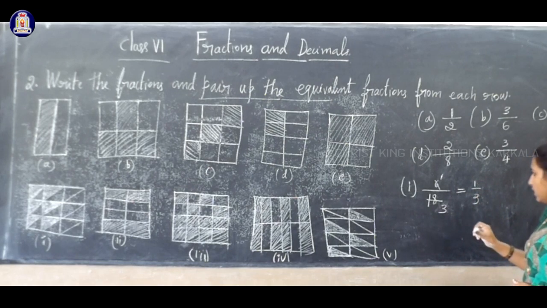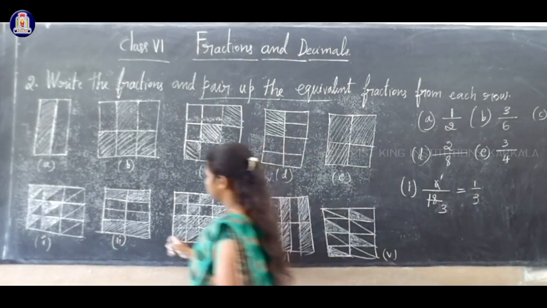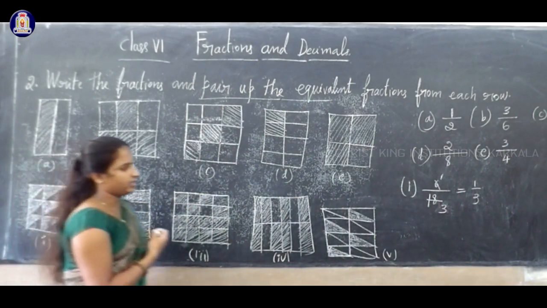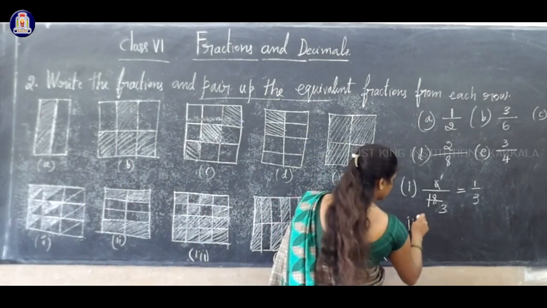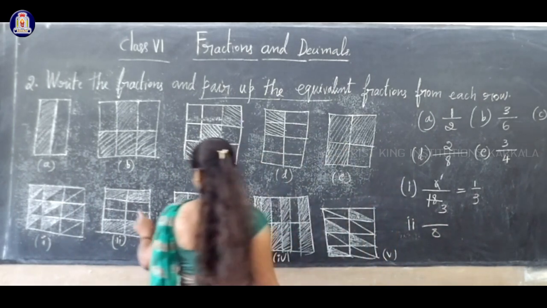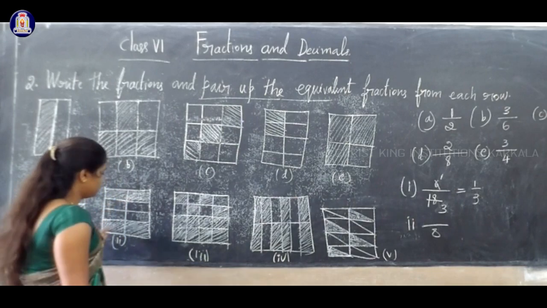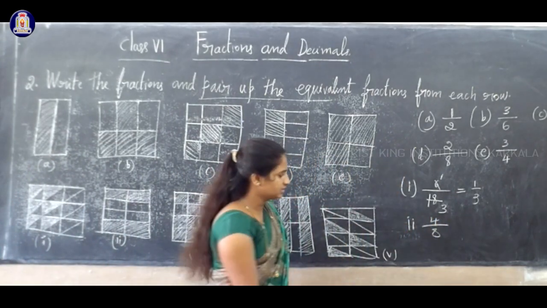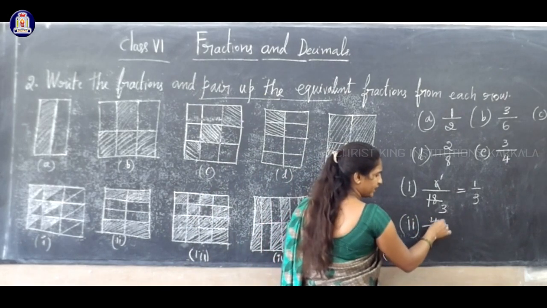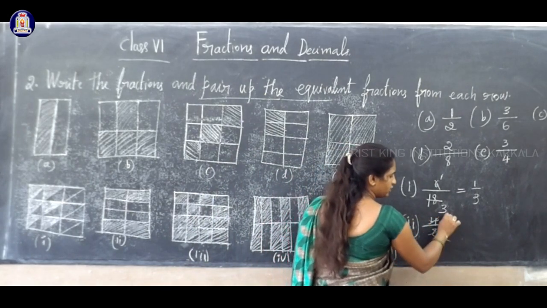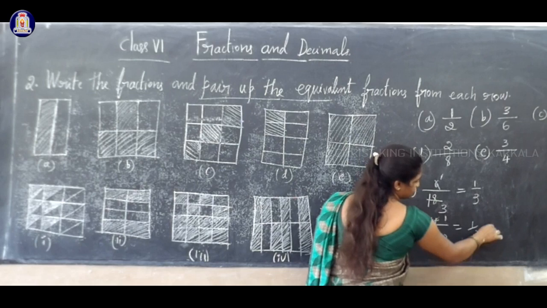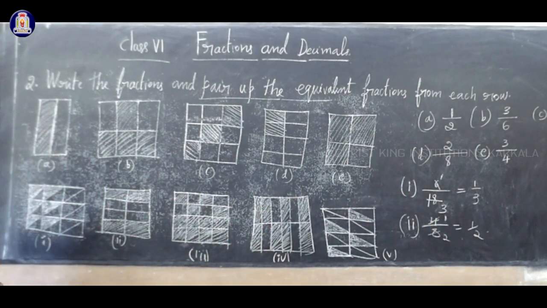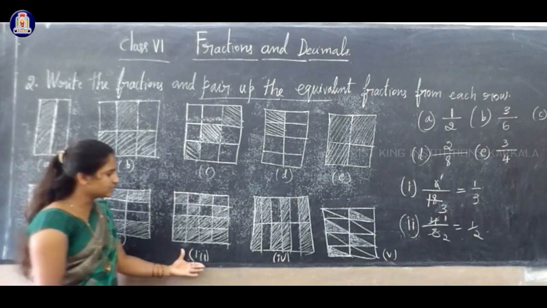Okay? 1 by 3. The second figure, that is total 1, 2, 3, 4, 5, 6, 7, 8. So 8 parts in total. 1, 2, 3, 4. Only 4 parts are shaded. So this also you can simplify. See, 4 by 8. 4 ones are 4, 4 twos are 8. The answer is 1 by 2. If you simplify 4 by 8, the fraction remaining is 1 by 2. Okay. The third question, see the third question.